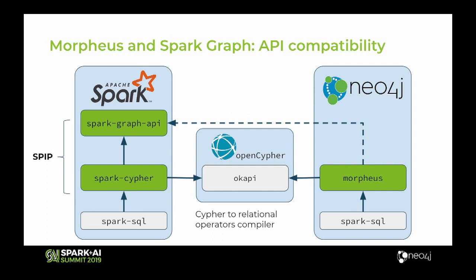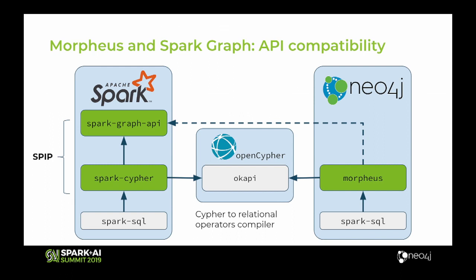On the Spark side, we basically have two modules that we introduced. One is Spark Graph API, which contains the property graph API and a Cypher session. And we have Spark Cypher, which is an implementation of this API, and it's a query engine, basically. Then on the right-hand side, we have Morpheus. The shared module in the middle, you haven't heard about until now.